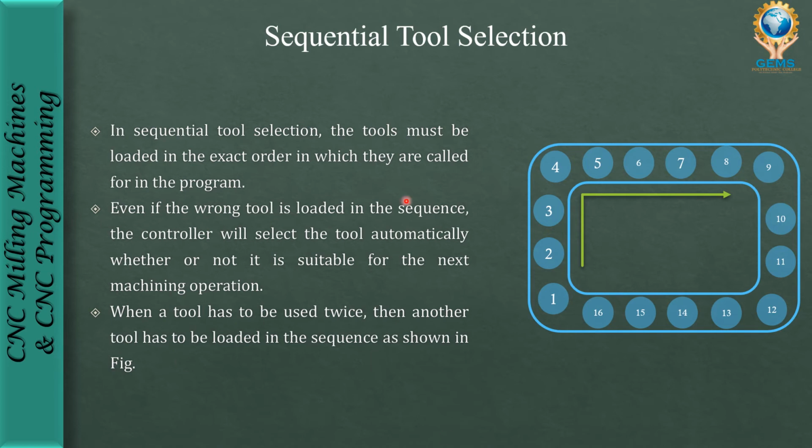For example, if you are having a larger number of drilling operations, means if the same drilling bit is used twice in the same operation, we can use another drilling bit in another position, and we can call that drilling bit for machining.